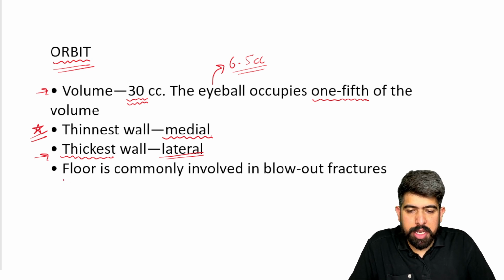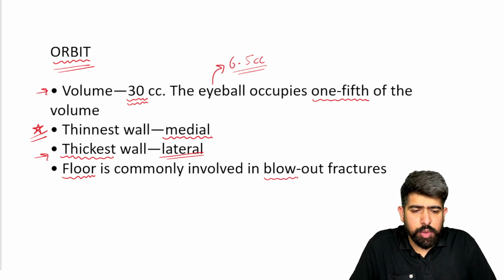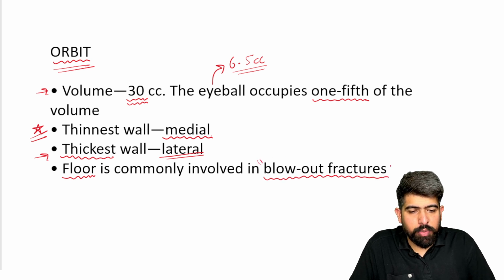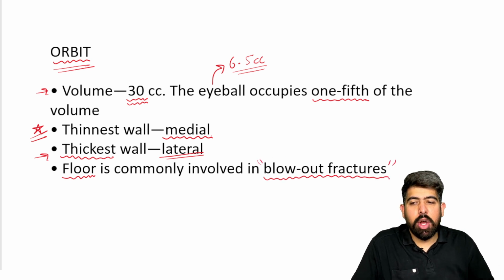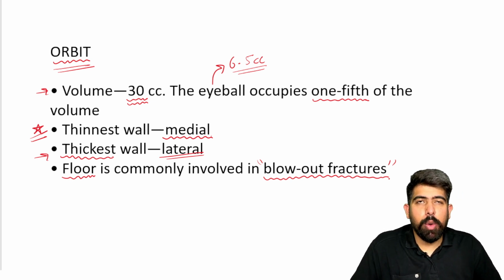The floor is more commonly involved in fractures, and this particular fracture is known as the blowout fracture. Please remember, what is the meaning of blowout fracture? Your blowout fracture is the fracture of your orbit floor. If the orbit floor is fractured, it is known as a blowout fracture. Surely we'll talk about the blowout fracture also.